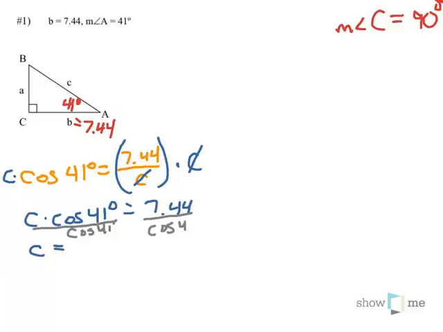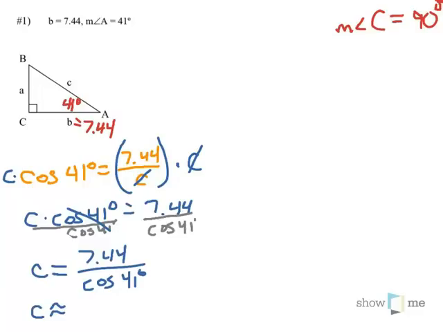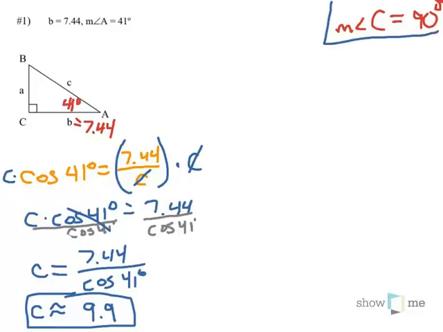You don't have to show this. I typically don't. Which gives us then, on the left, C, because your cosine of 41's cancel. On the right, 7.44 divided by cosine 41 degrees. Put this in your calculator to the nearest tenth, is what the directions say. To the nearest tenth, this is 9.9. Because you get 9.85, and the 5 rounds the 8 up to a 9. So we have side C, and we also have angle C. We got both of those things done.